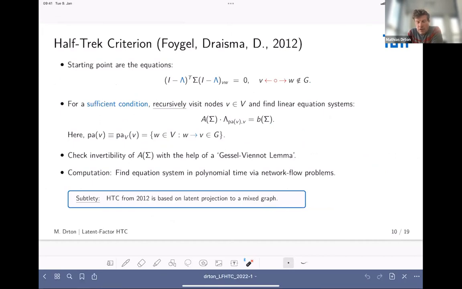What we did there is we looked at only one type of relation in the latent covariance matrix, namely the relation that some entries are zero. This means we look at pairs of variables V and W for which there is no latent confounding, so there's no latent variable that affects both V and W in the graph. Whenever I have no latent confounding, there will be a zero in the latent covariance matrix, and therefore this sandwiched matrix has to have a zero entry as well.